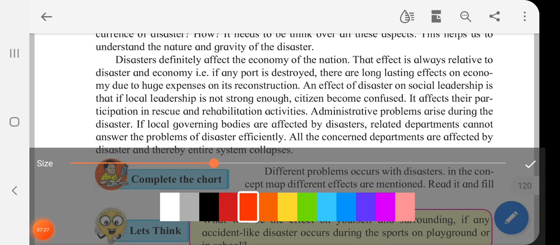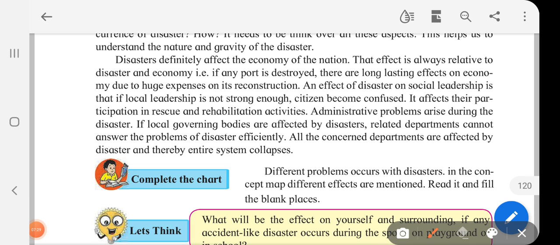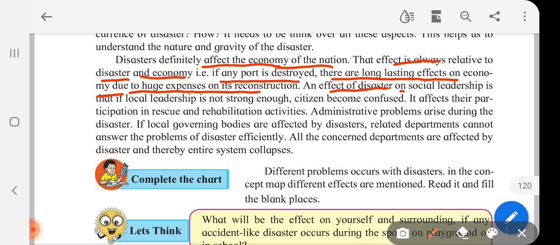Disasters definitely affect the economy of the nation. That effect is always relative to disaster and economy. If any port is destroyed, there are long lasting effects on the economy due to huge expenses on its reconstruction. An effect of disaster on social leadership is that if local leadership is not strong enough, citizens become confused. It affects their participation in rescue and rehabilitation activities.